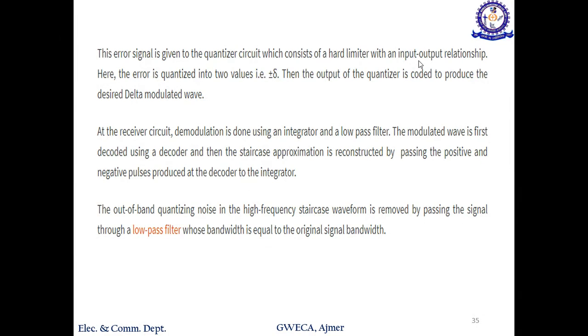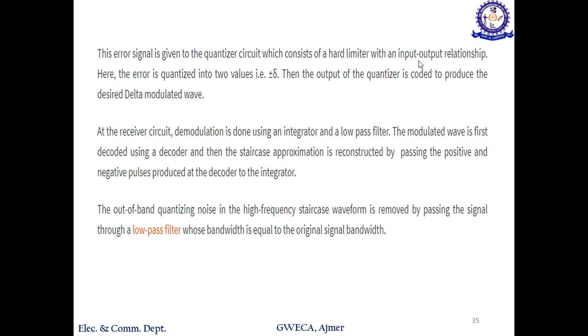The error signal is given to the quantizer circuit, which consists of a hard limiter with an input and output relationship. Here the error is quantized into two values, plus or minus delta, where delta is the step size. Then the output of the quantizer is coded to produce the desired data wave.